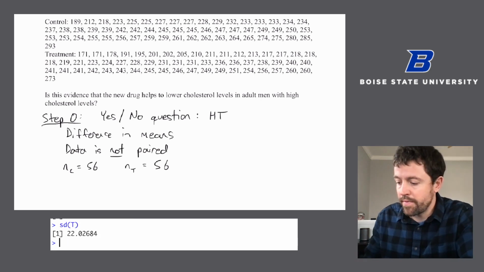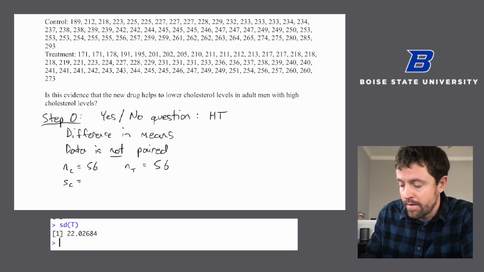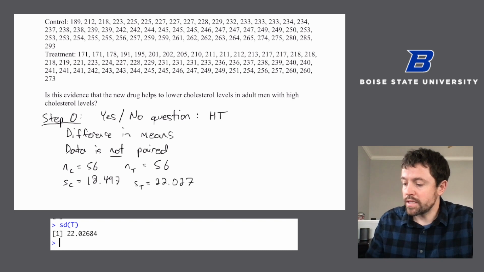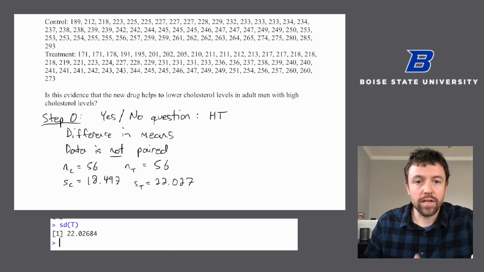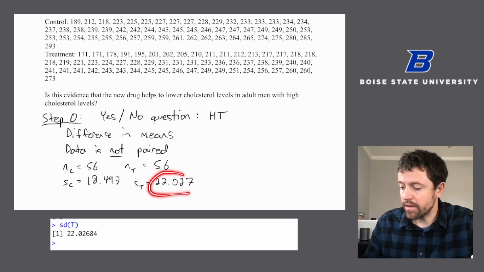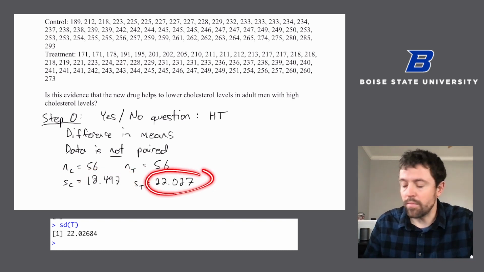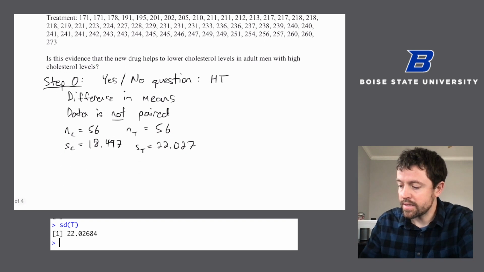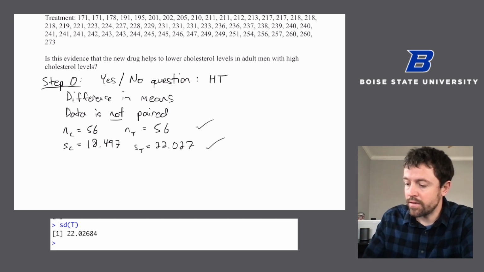And so the standard deviation of the control group was 18.497, and the standard deviation of the treatment group was 22.027. And these are similar standard deviations. What do I mean by that? I mean, if I look at the smaller one and I double it, it's bigger than the larger one. Or in other words, the larger one is no more than twice the smaller one. Okay, so based on this, they're similar standard deviations.